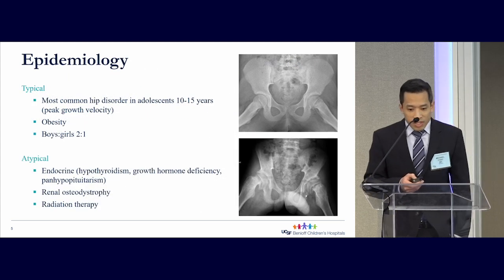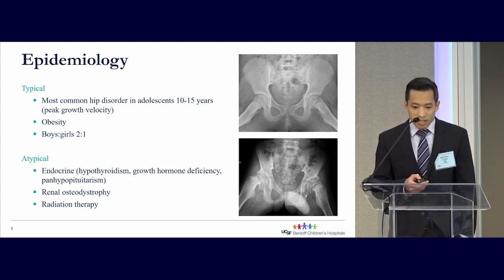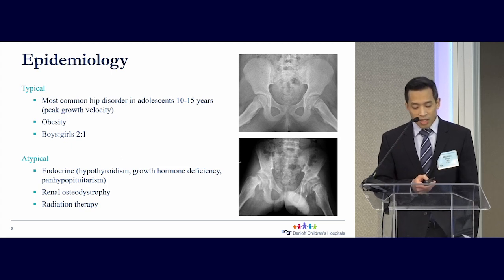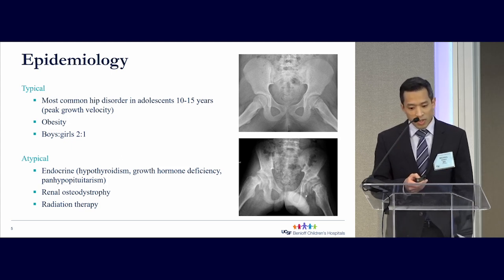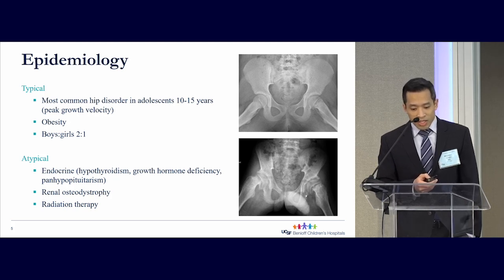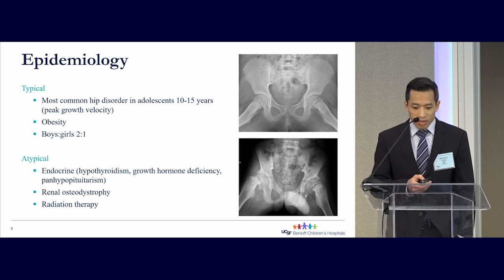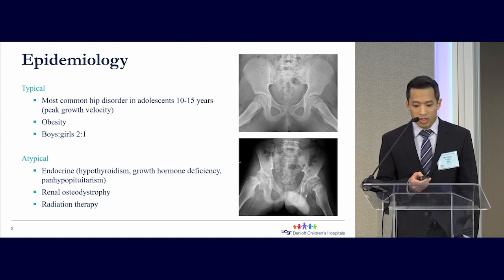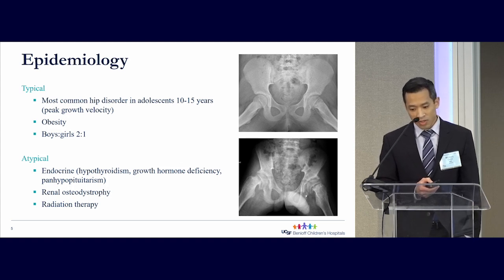SCFE typically presents in older children and adolescents during their peak growth velocity, between the ages of 10 to 15. The prototypical patient is the obese adolescent male. Atypical presentation of SCFE includes patients who have endocrine or renal disorders, as well as those who've had previous radiation therapy.